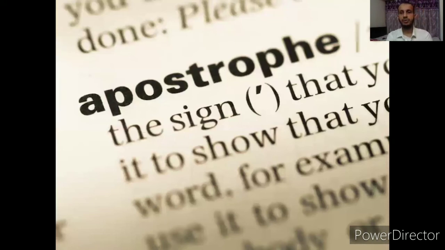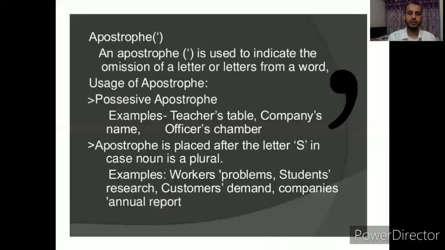Now, dear learners, the apostrophe. The apostrophe is also one of the important punctuations. An apostrophe is used to indicate the omission of a letter or letters from a word. Uses of the apostrophe: the possessive apostrophe. Example, teacher's table. The table belongs to the teacher.